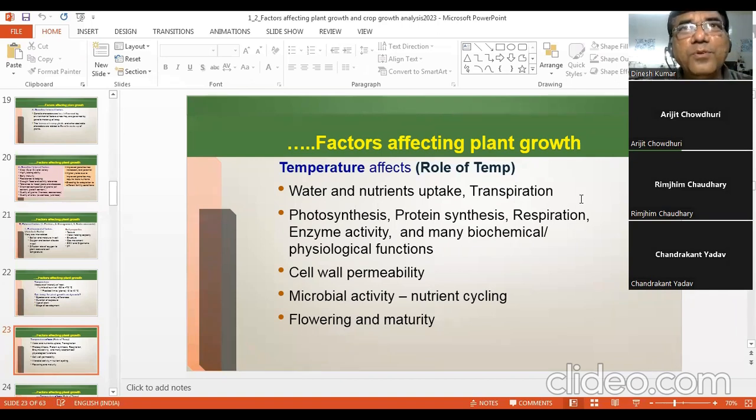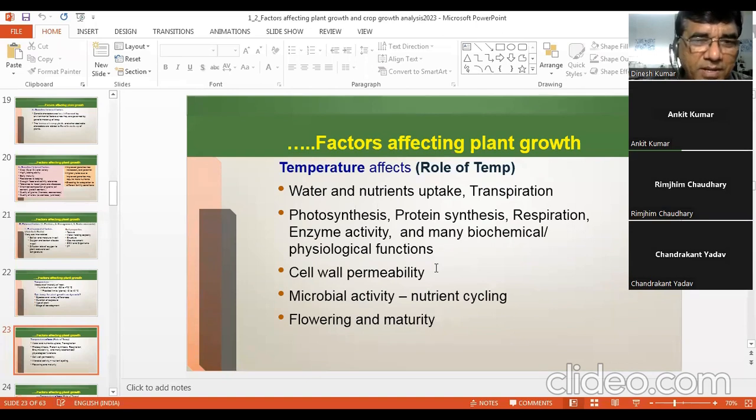Transpiration, it has a role. If the temperature is in the range of, say, 25 to 30 degrees centigrade, the rate of transpiration is almost similar, not much affected. But when it goes beyond 30 degrees centigrade, the rate of transpiration becomes very fast. And then photosynthesis, you already told me, but besides photosynthesis, temperature affects protein synthesis also. There has to be some optimum temperature for each kind of plant for protein synthesis. Respiration and enzyme activities are influenced by temperature, and many biochemical and physiological functions in the plant.